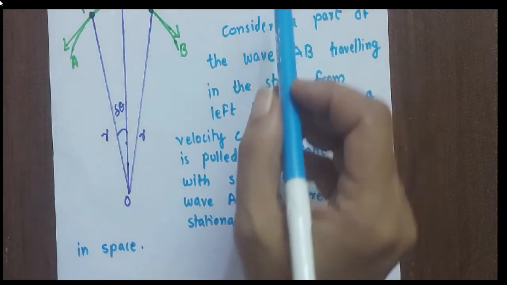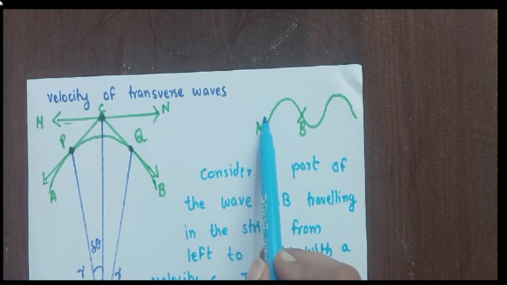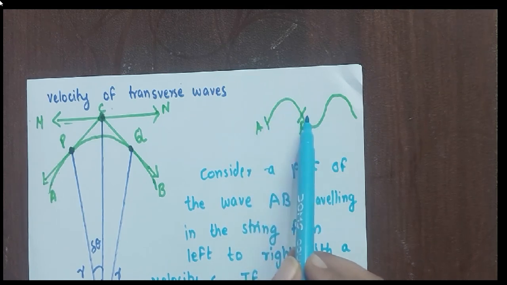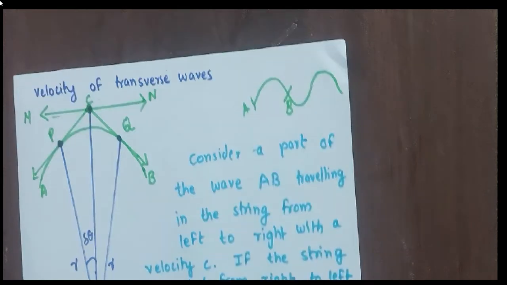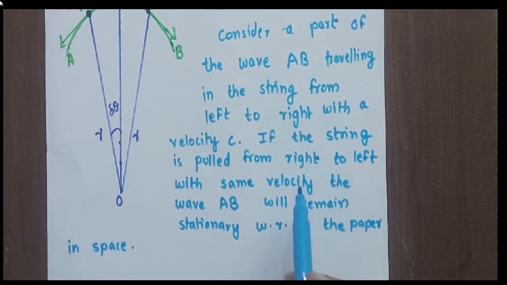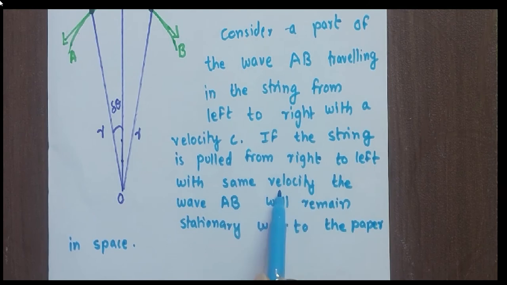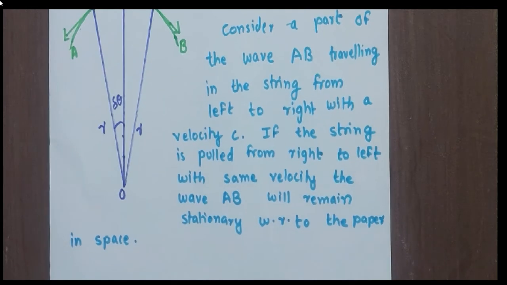If the wave is traveling from here to there, and at the same time you pull from that side, a stationary wave will be formed. That is what we are saying here: if the string is pulled from right to left with the same velocity, and the velocity of both the waves is the same, then a stationary wave will be formed.